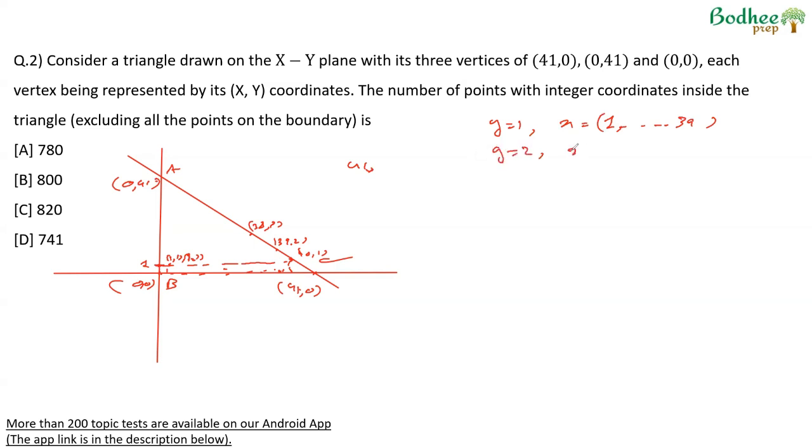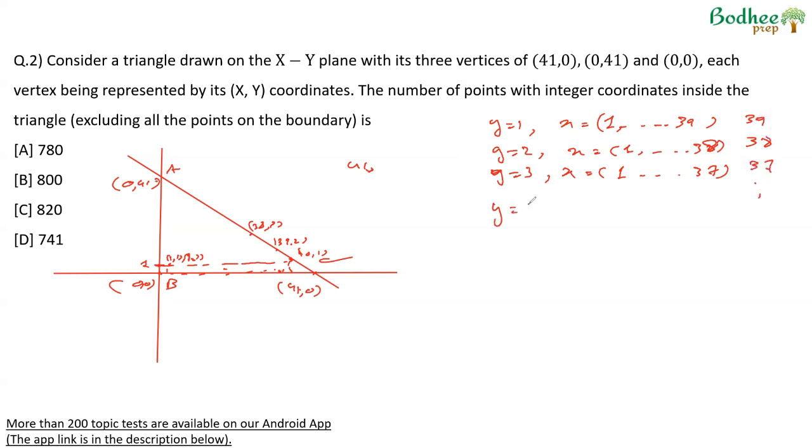When y is 2, x could be anything from 1 to 38, just less than 40. 38 plus 2 is 40, less than 41. When y is 3, x could be anything from 1 to 37. 37 plus 3 is 40, and so on. So 39 solutions here, 38 solutions here, 37 solutions next, and so on.